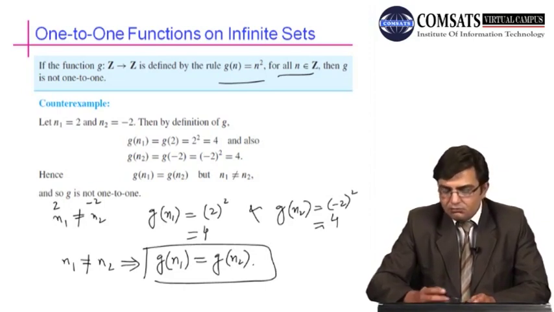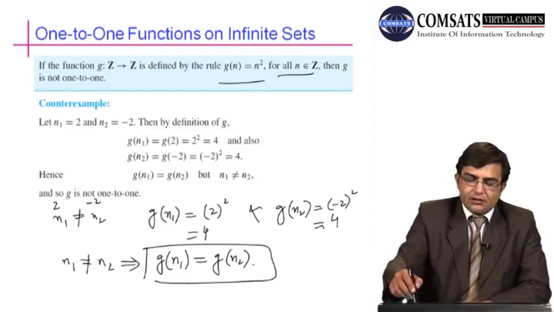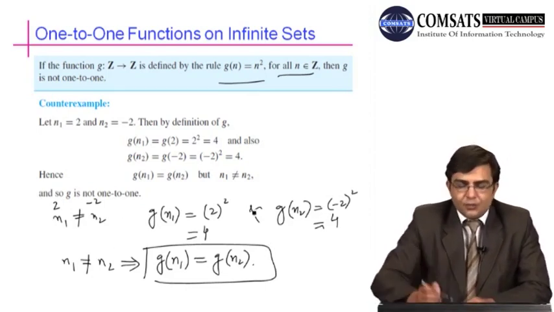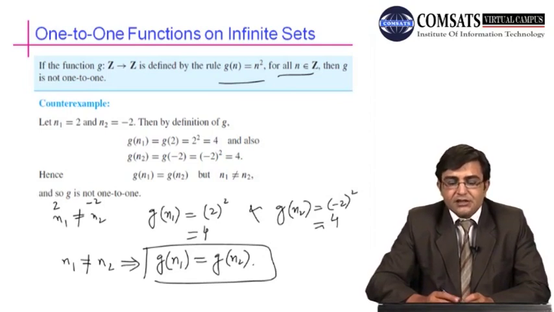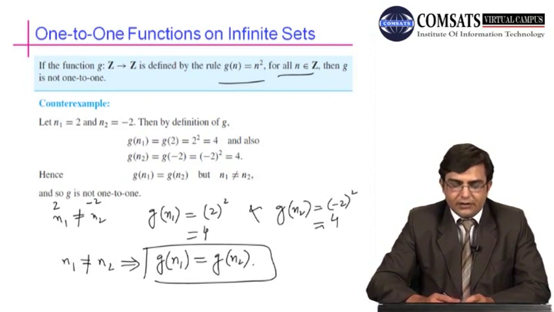Similarly, we can reverse the order of calculations and we can prove it by the other technique. So this function g, which is from Z to Z, is not a one-to-one function.